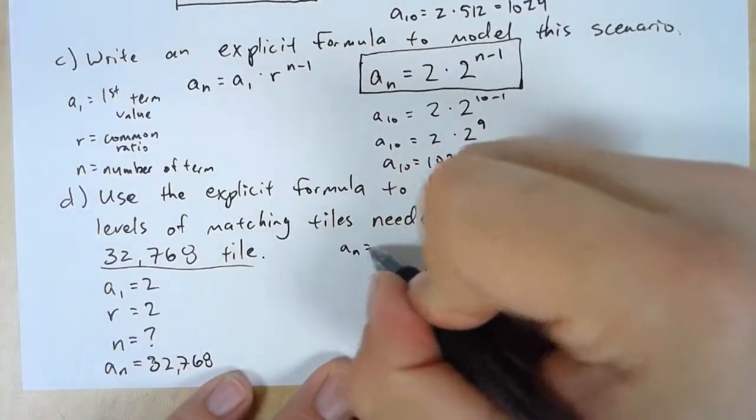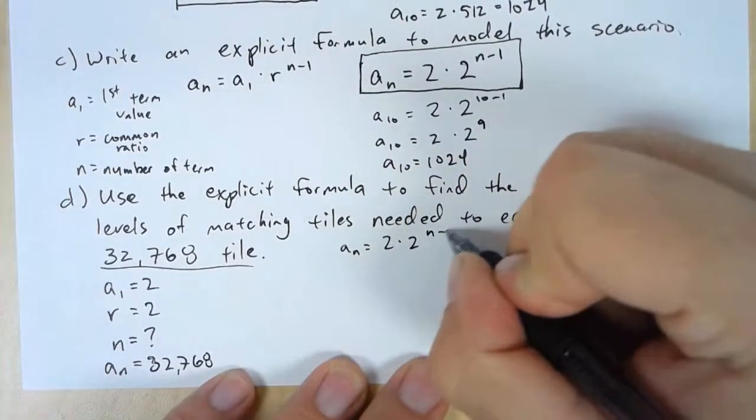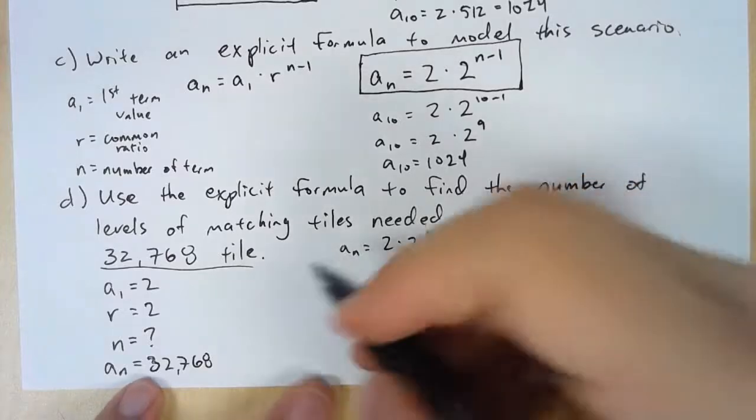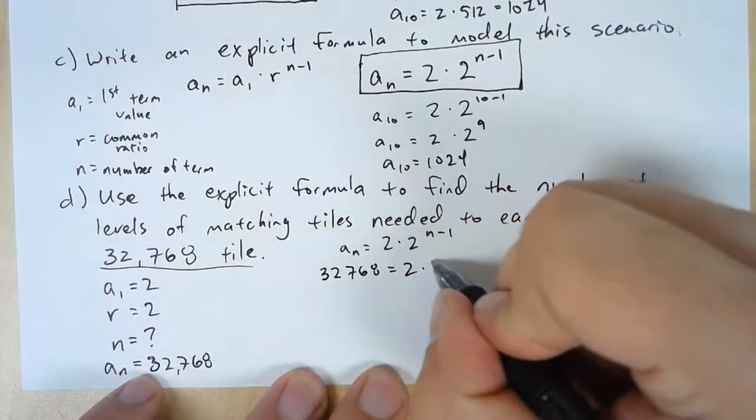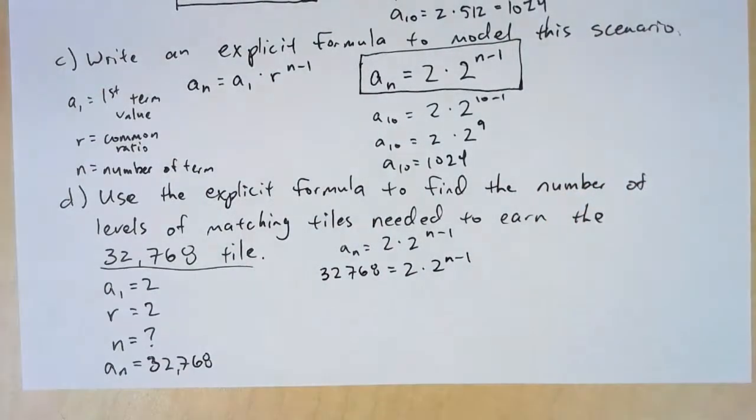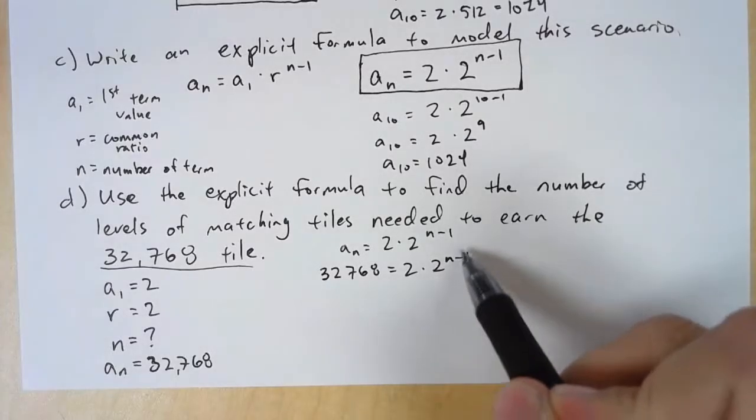So let's use our explicit formula like it says. a sub n equals 2 times 2 to the n minus 1 power. We know a sub n, it's 32,768, so 32,768 equals 2 times 2 to the n minus 1 power. What we need to do is figure out how to get this by itself. This reminds me a lot of exponentials from our last unit, because we have stuff in the exponents up here.